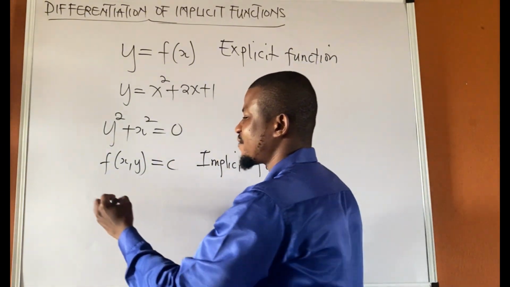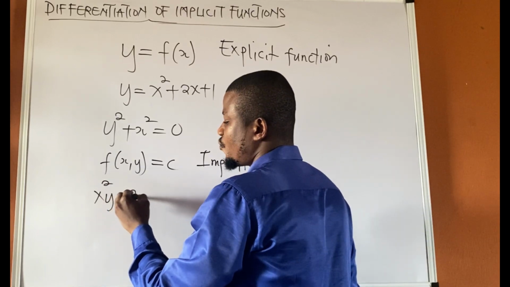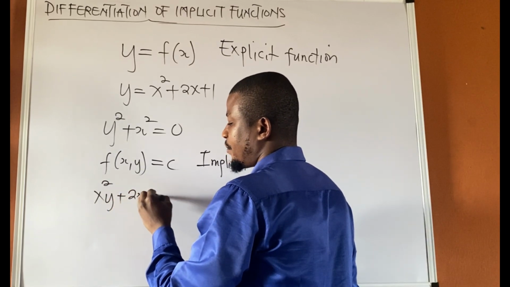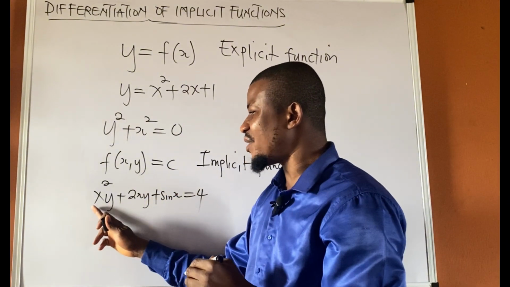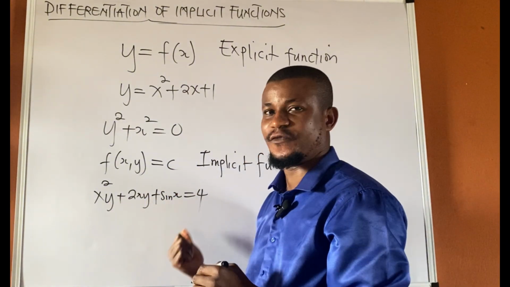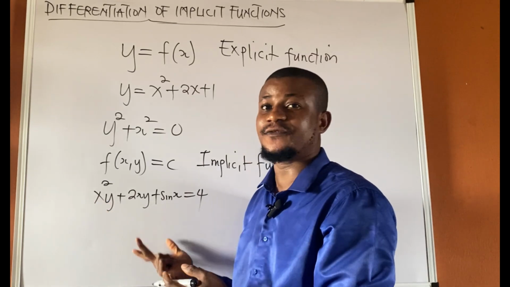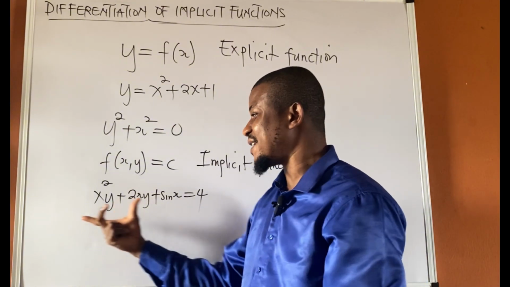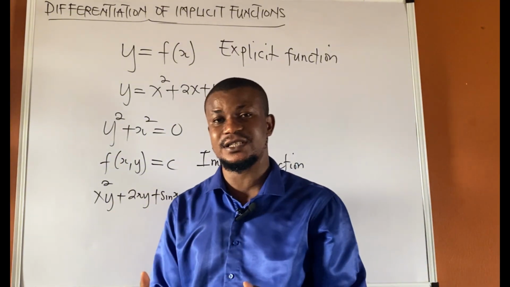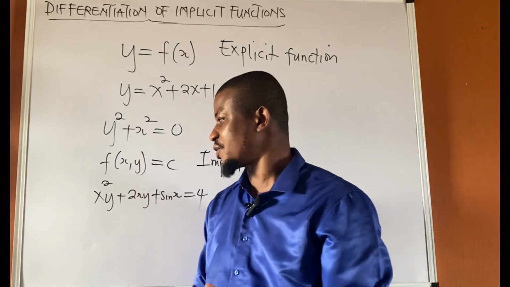Now, for example, I have something like x squared y plus 2xy plus sine x equal to 4. You see, this is not expressed directly as y equal to some function of x. Instead, we see a product of x and y in this function. So this function is said to be written implicitly. And this is an implicit function. So we want to learn how to differentiate implicit function as opposed to how we differentiate explicit function.